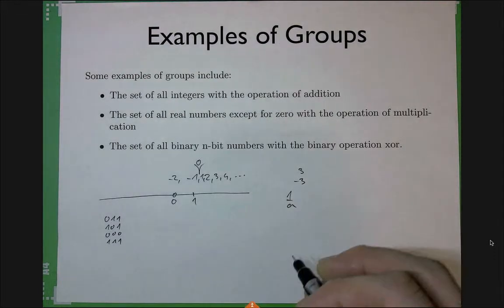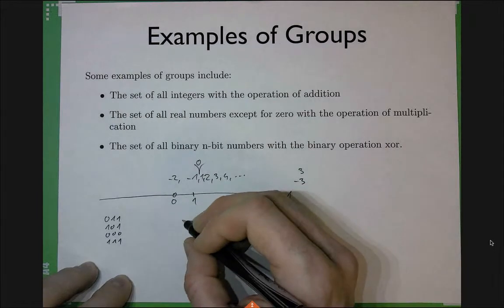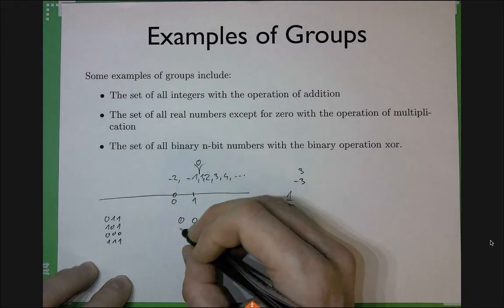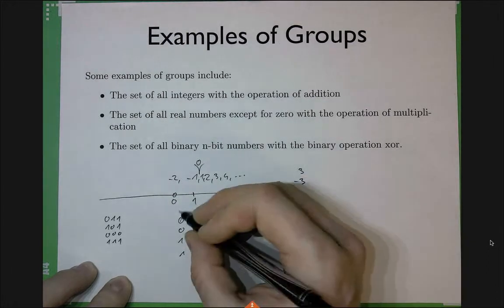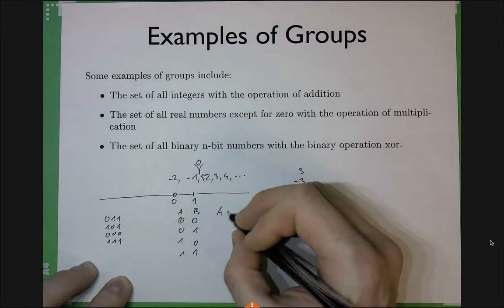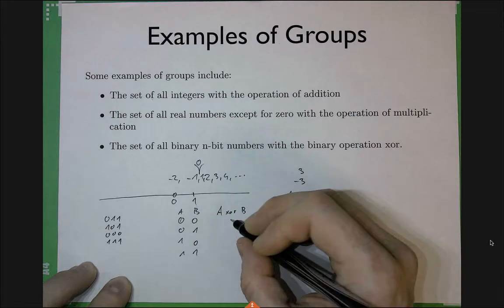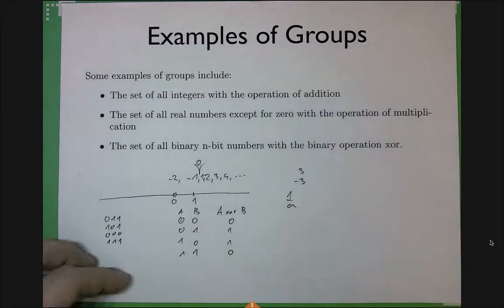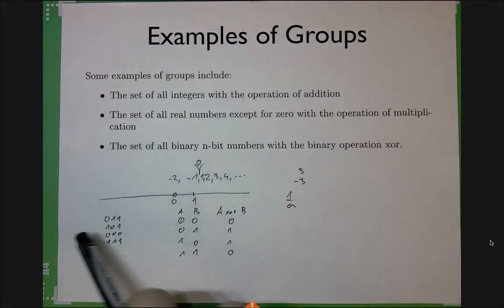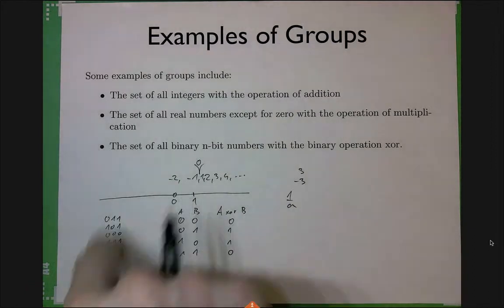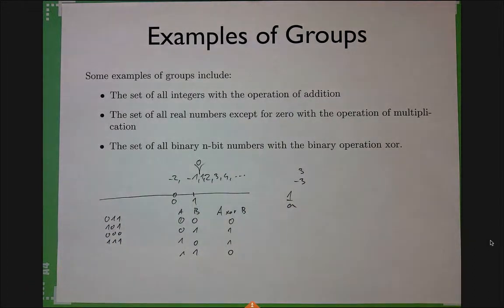Okay. So maybe I can just write it quickly here. This is how XOR works, right? So this is A and B, then A XOR B is 0, 1, 1, and 0. So this means XORing all these n-bit numbers together. And interestingly enough, this is also a group. So this is an example of a finite group, right? Because there is only a finite number of numbers.